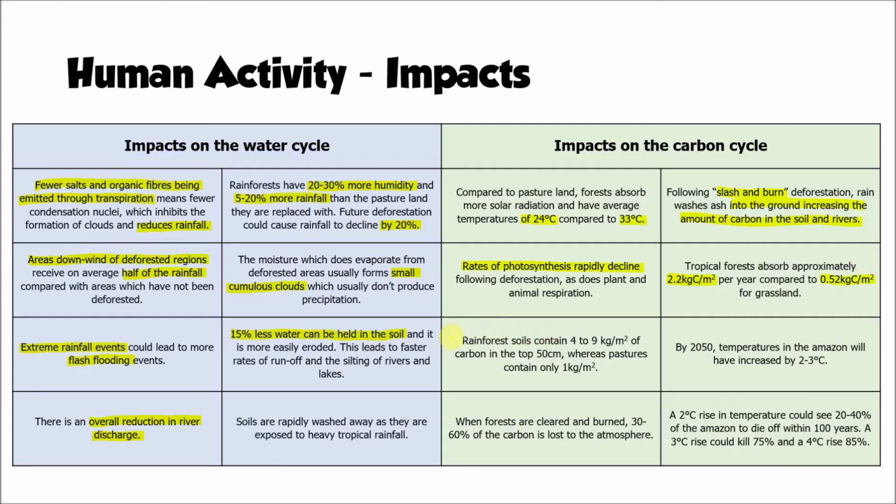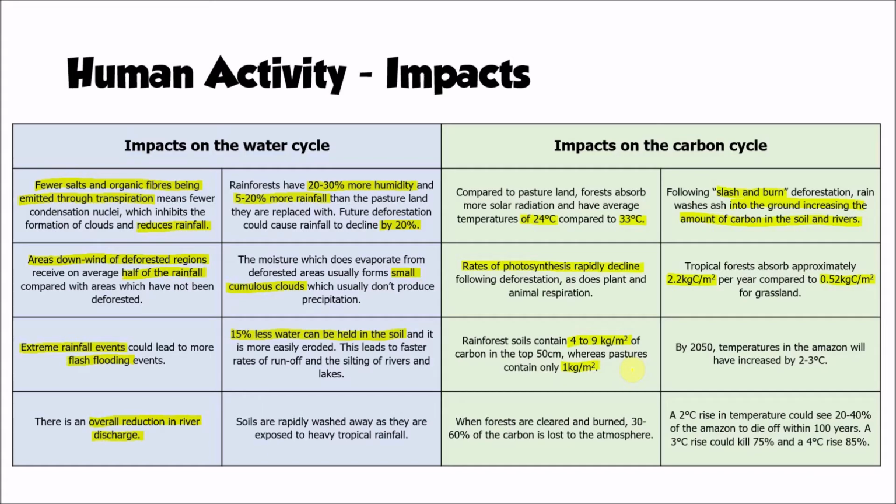Another important difference between rainforest and pasture land is the amount of carbon in the soil. So soils contain about 4 to 9 kilograms per metre squared in the rainforest. That's within the top 50 centimetres of the soil. Whereas pasture land only contains about 1 kilogram for every metre squared. So we can see there a reduction of maybe 4 to 9 times the amount of carbon being stored within the soil.